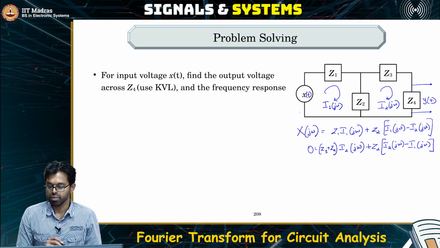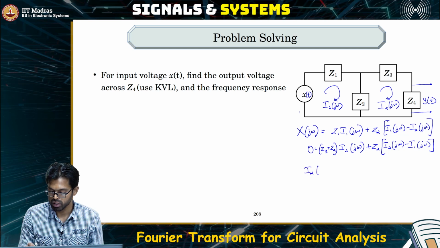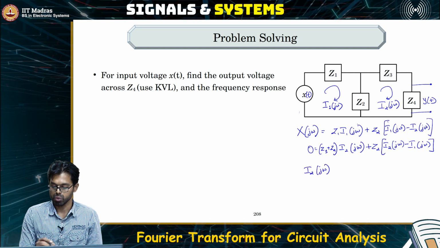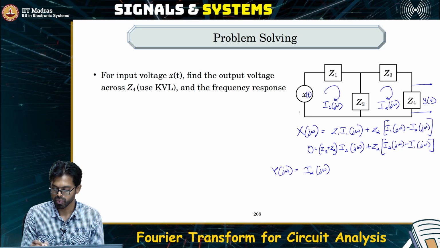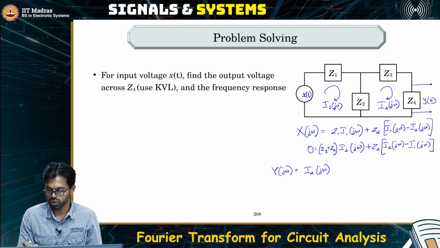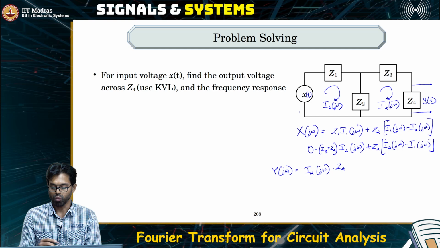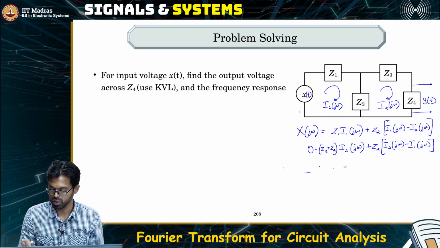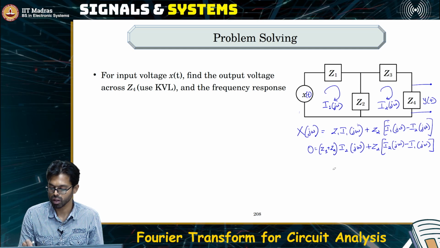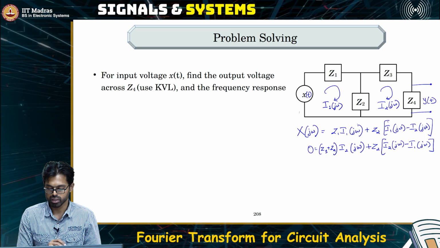Now if we find I2, then we are done, because the output y of j omega is in fact equal to I2 times Z4. That is what we want, right? So if we find that, then we know the output. So how do we find I2 from here? We solve these equations.